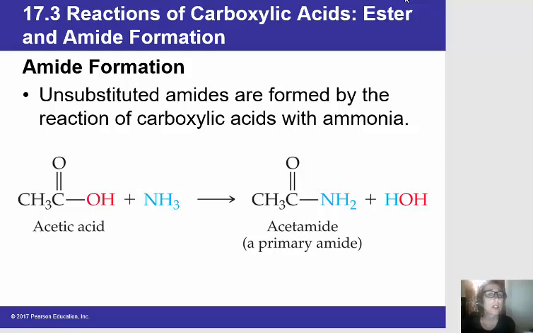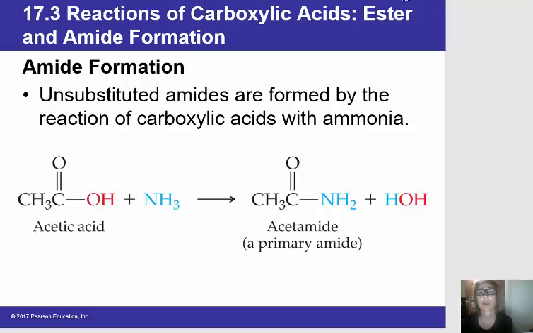Amides are formed in much the same way that esters are, and it can get a little complex, so we're just going to focus on the reactions of a carboxylic acid with ammonia and with primary and secondary amines, and that will form, respectively, primary amides, secondary amides, and tertiary amides.